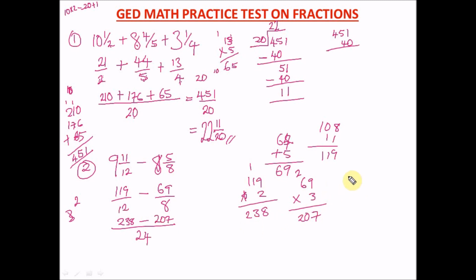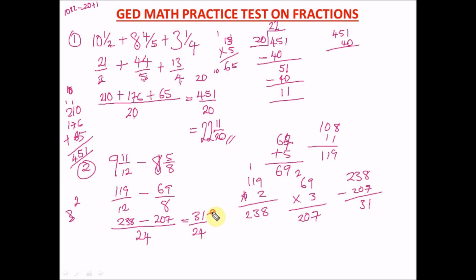Let me just drop this here. Minus 207. Okay, so here we have 8 minus 7, that will give us 1, and 3 minus 0 is still 3, and 2 minus 2 is what? It's 0. So we are left with 31 over 24. So this is still an improper fraction.